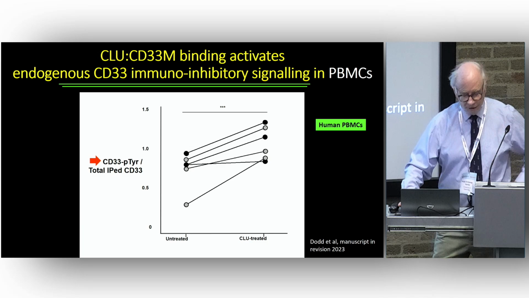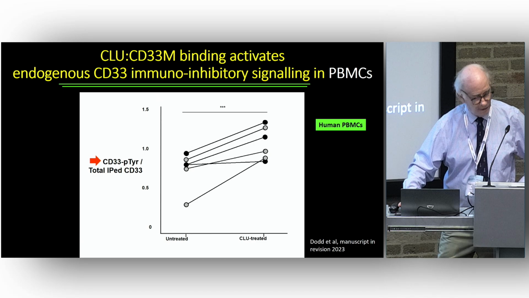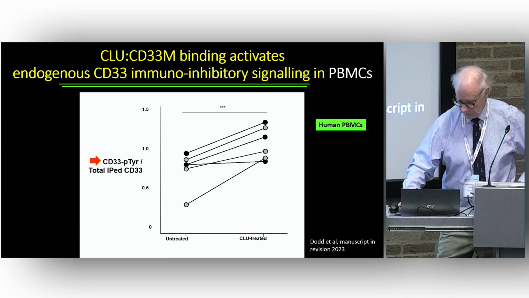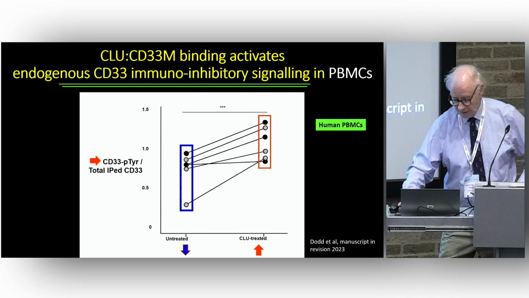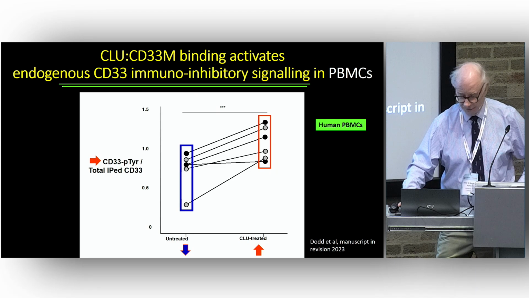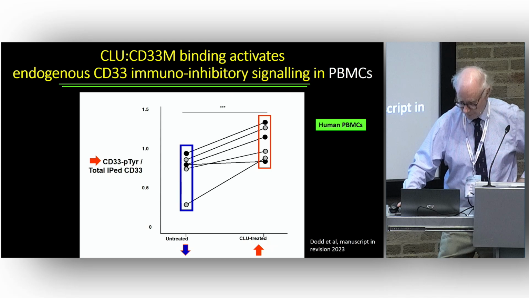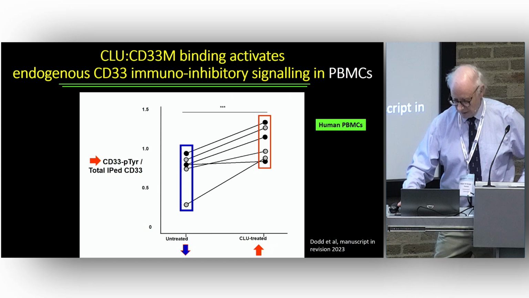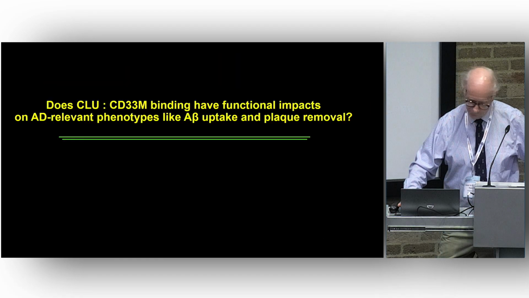So we then asked, does activation of that pathway actually occur in peripheral blood mononuclear cells? To look at this, we looked at the phosphorylation of CD33 in cells from donors who were CD33M positive. And what you're able to see is that there's a certain amount of basal phosphorylation, but if you give them clusterin, you can see that there is a dramatic and significant upregulation of that phosphorylation event. So this occurs not only in artificial preparations, but also in endogenous signaling pathways in real human peripheral blood mononuclear cells.